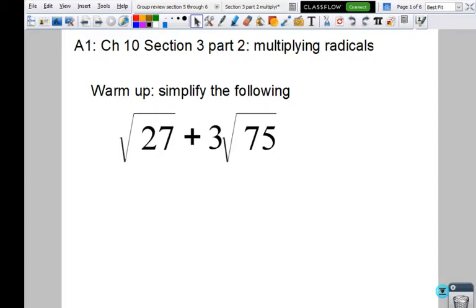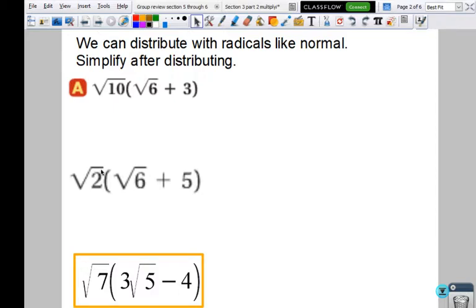Alright, we're getting started. Yesterday we were adding radicals. Today we're going to go through and multiply. Make sure you got headphones out. Turn off your YouTube. Close your games.